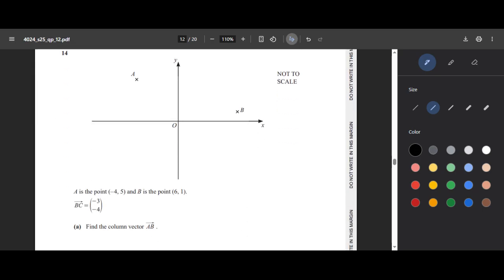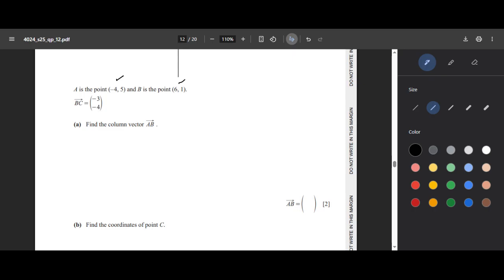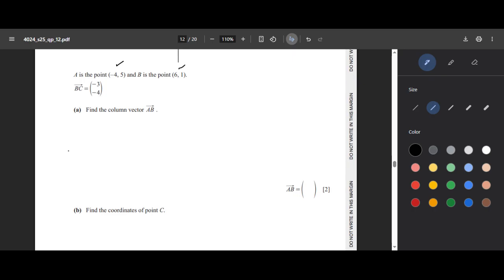Now this is question 14 about vectors. कहता है कि A is the point -4 5 and B is the point 6 2. BC is this one. Find the column vector AB. So we have A and this is B. So in case of column vector, we write AB is equal to OB minus OA.